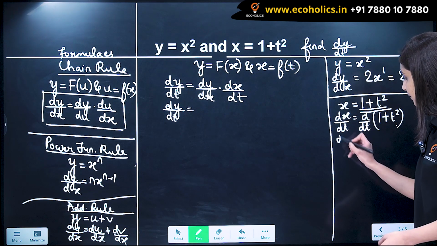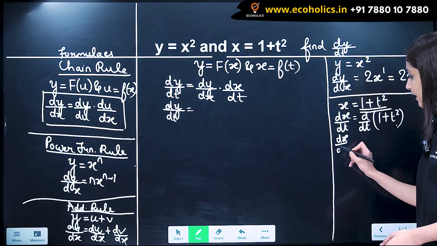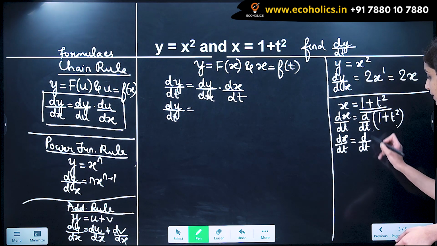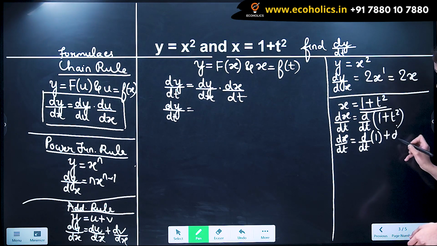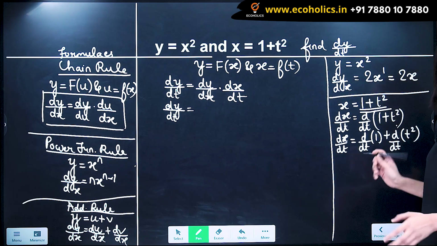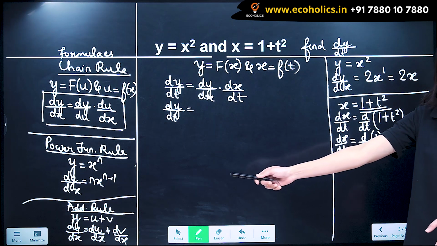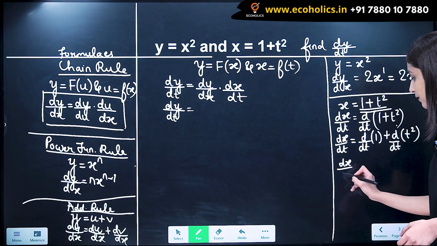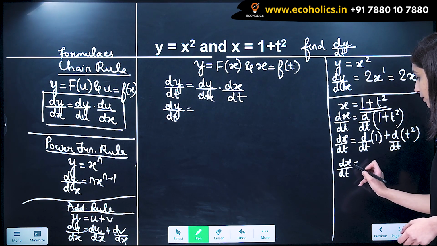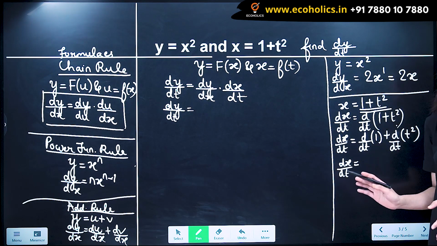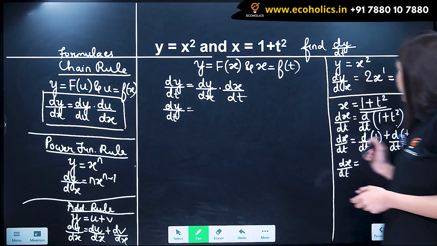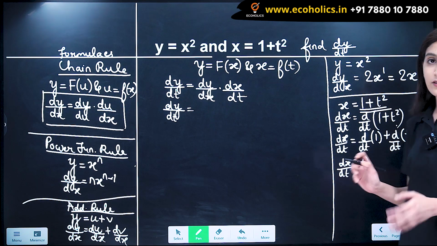So using this addition rule of differentiation, our dx by dt will be equal to the differentiation of 1 plus differentiating t square with respect to t. In this case we have used the addition rule of differentiation. So now what do we get is dx by dt is equal to, now differentiation of 1. We know that the derivative of a constant term is always 0. So we get the differentiation of 1 as 0.